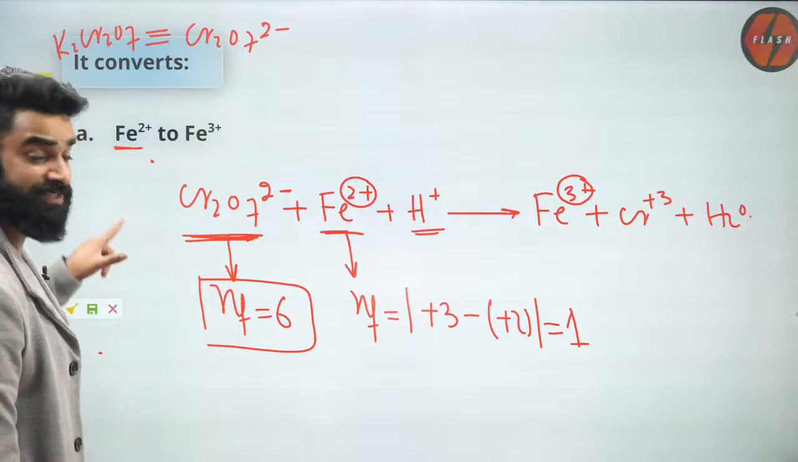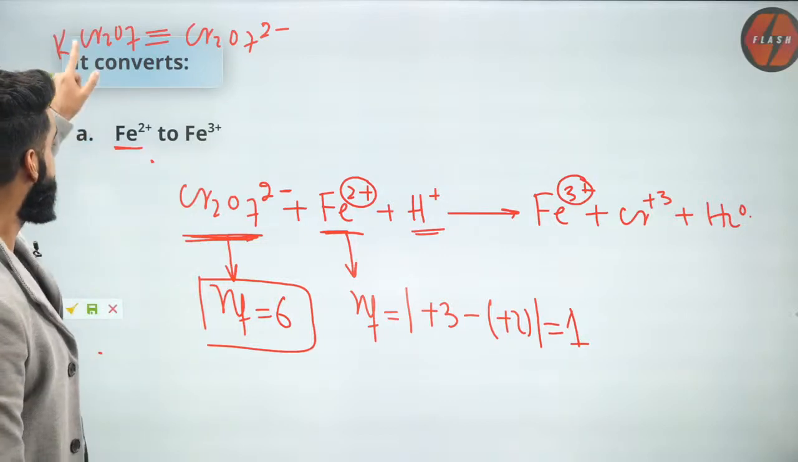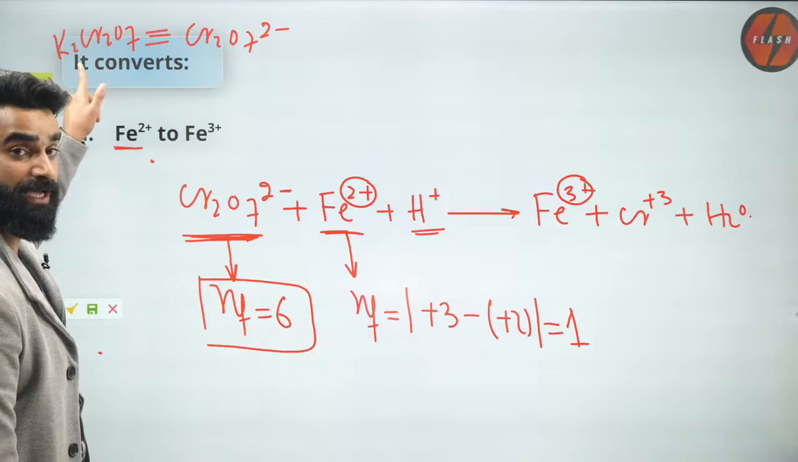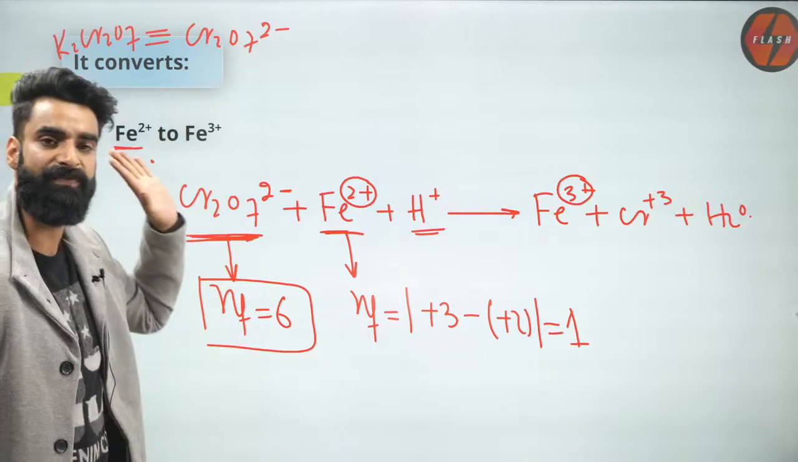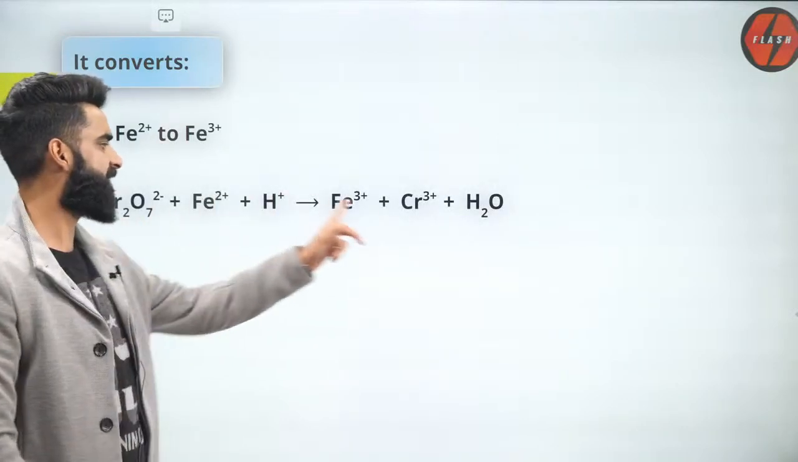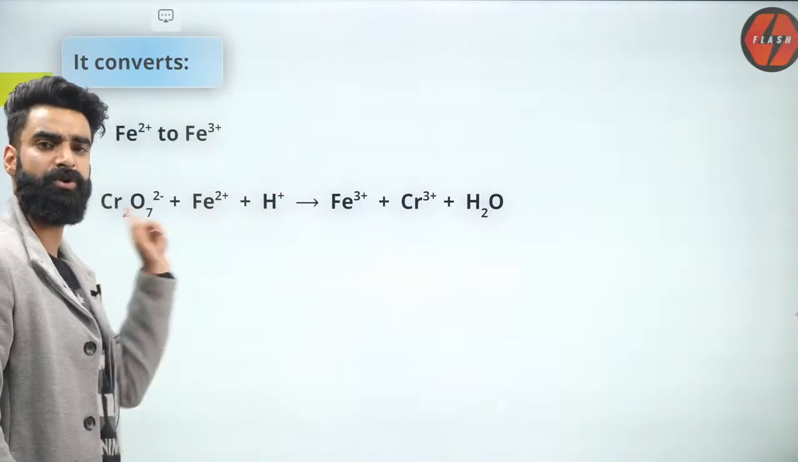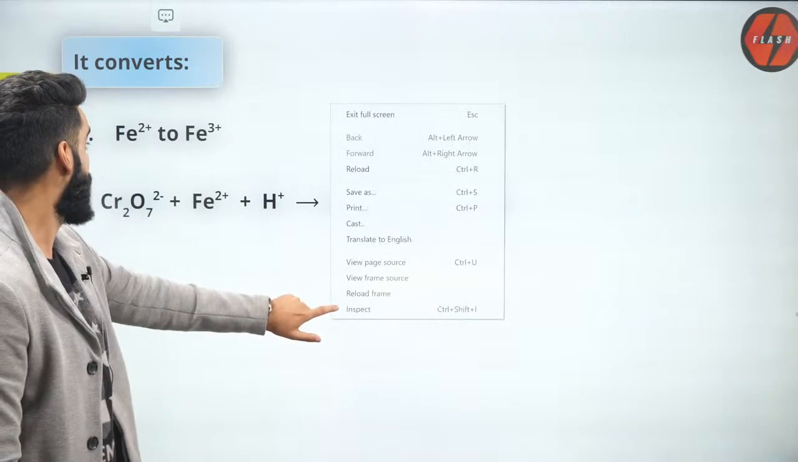Okay, so this is the first reaction. Cr2O7 di-negative, or K2Cr2O7, converts Fe di positive to Fe tri positive, right? This is the reaction which I showed you just now. I'm moving on to one more.